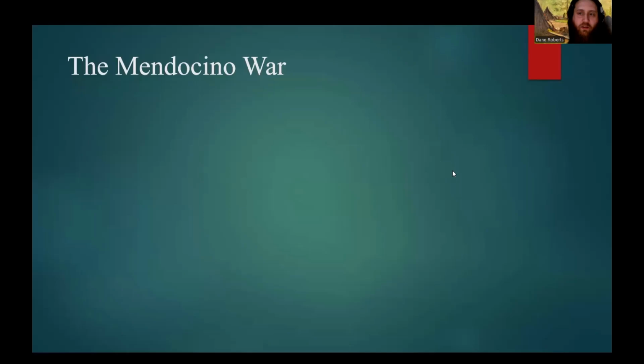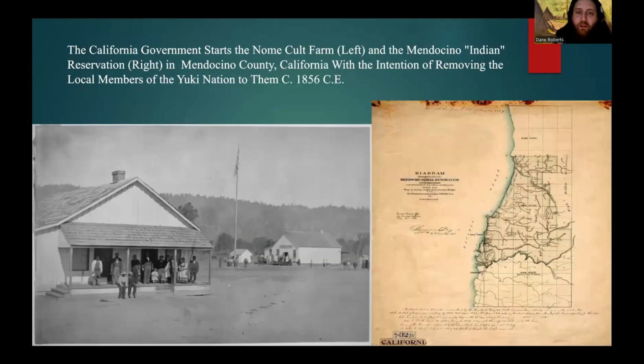Then we have the Mendocino War. So the building blocks of what would become the Mendocino War really began in 1856 CE when the California government would start the Nome Colt Farm and the Mendocino Indian Reservation in Mendocino County, California, with the intention of removing the local members of the Yuki Nation to them.